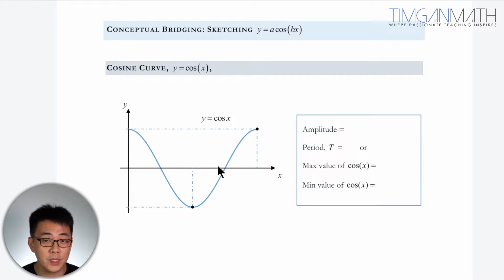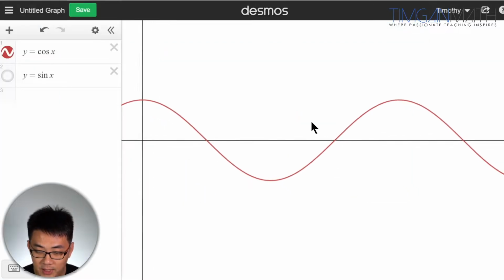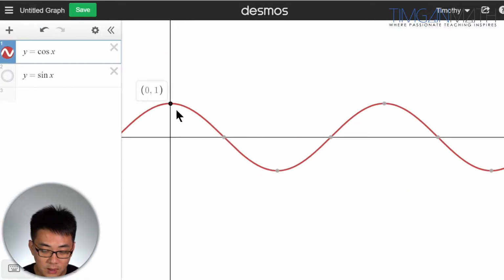Hi students, let's look at this concept here, which is how to sketch the cosine curve. Just like the sine curve, the cosine curve is actually a sinusoidal curve. Instead of starting from 0, you start from positive 1. So the curve looks something like that. Just imagine this is 1 here. It starts from (0, 1), and after that you go down and go up.